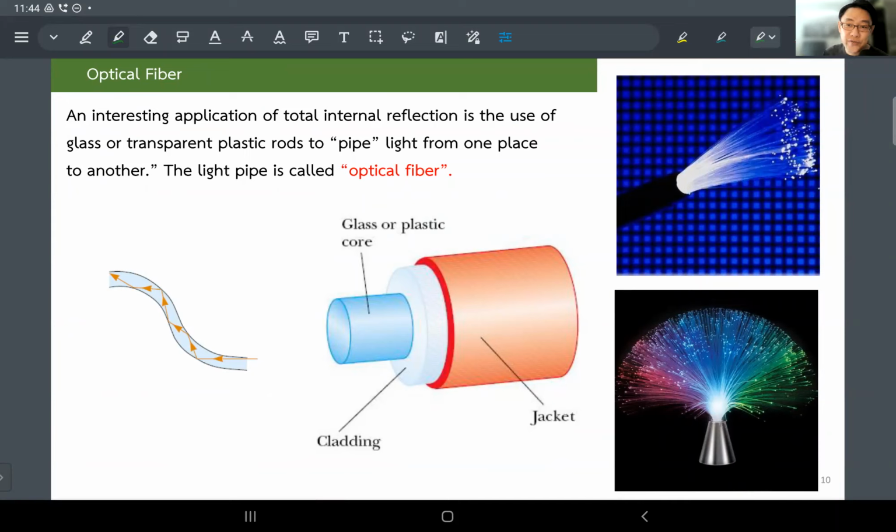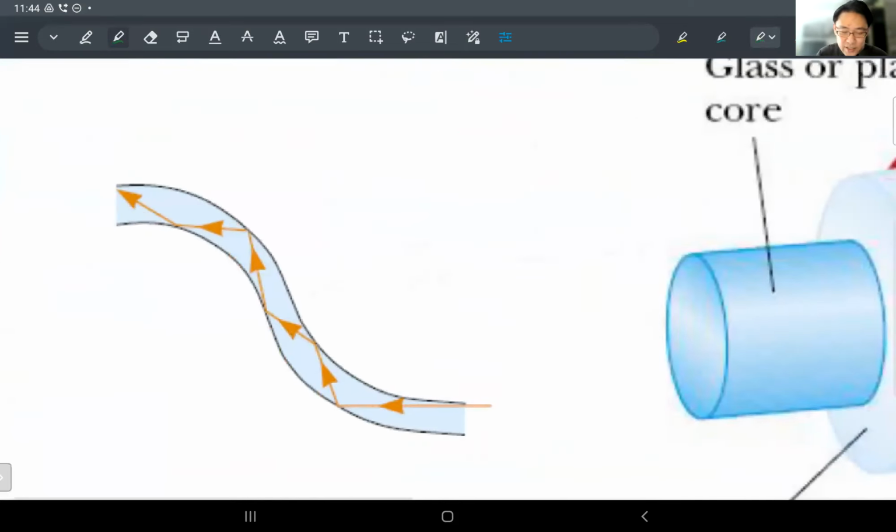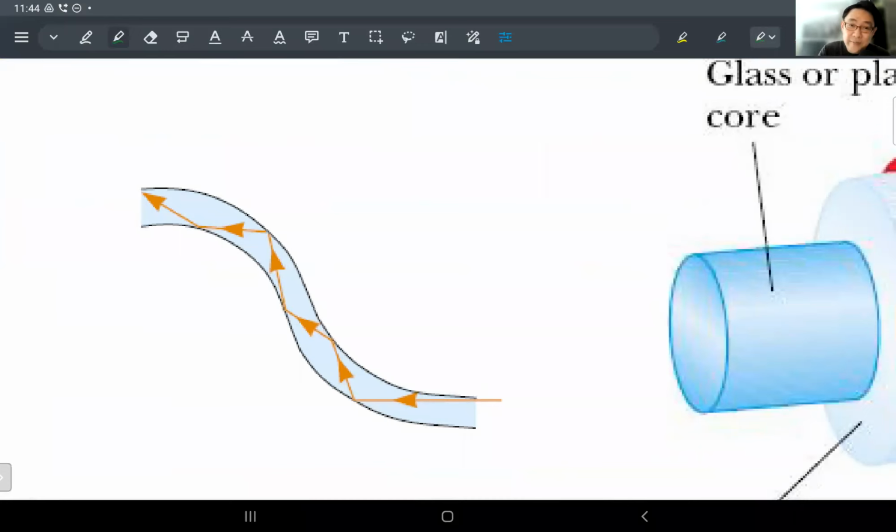The application of this total internal reflection is in the optical fiber. So the way that optical fiber works is you try to use light for communication. And to get that light to travel inside a cable, you want to keep the light in there. And this is just a simple diagram to showcase what it means.